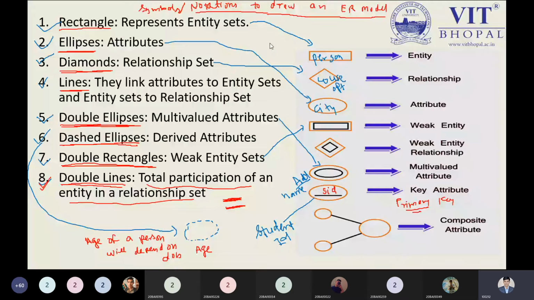When we have a dependency, age is dependent on our date of birth attribute. At that time, age becomes the derived attribute. Now, is it clear to all right now? Is it clear? Yes, sir. Okay, good.